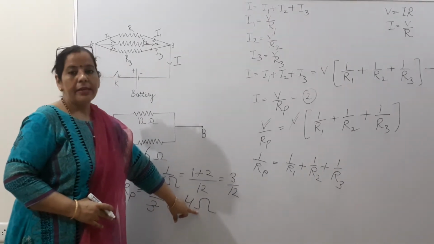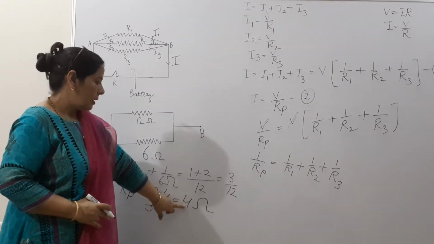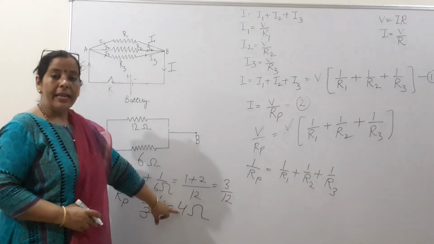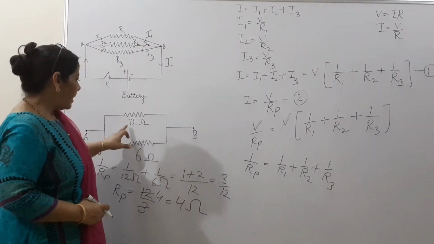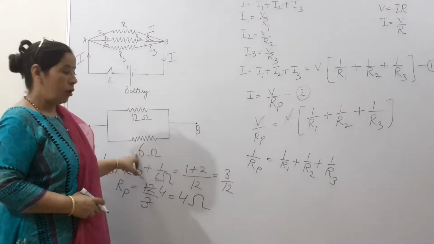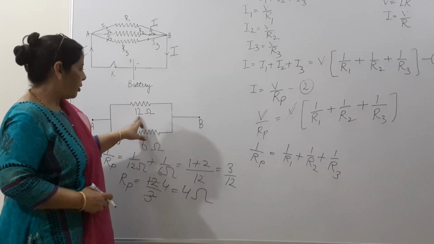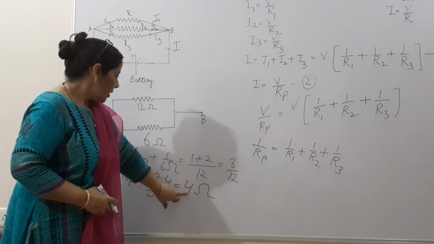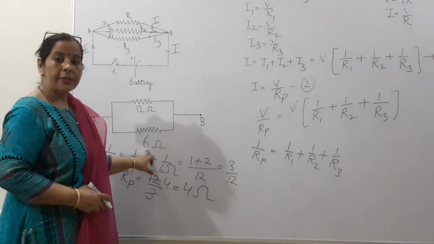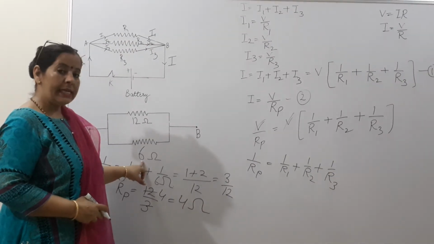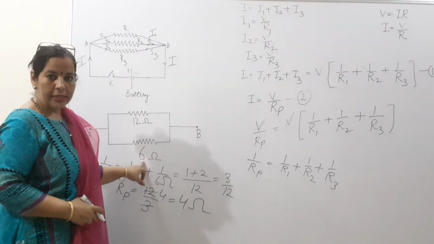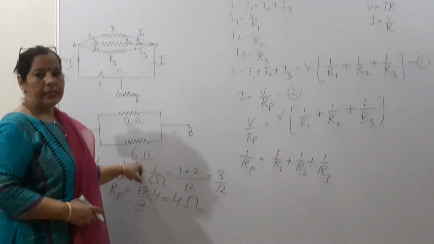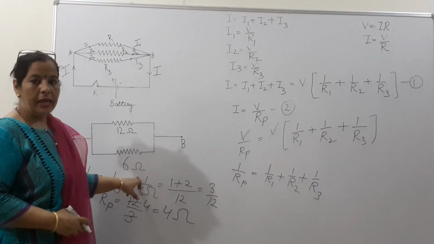And once again, keep one thing in mind: the net result will be less than the least resistor in the circuit. Now there are two resistors, 6 ohm and 12 ohm, but the answer we got is 4 ohm, which is smaller than 6 ohm. Please keep that in mind. Your answer should be less than the value of the least resistor in the circuit.